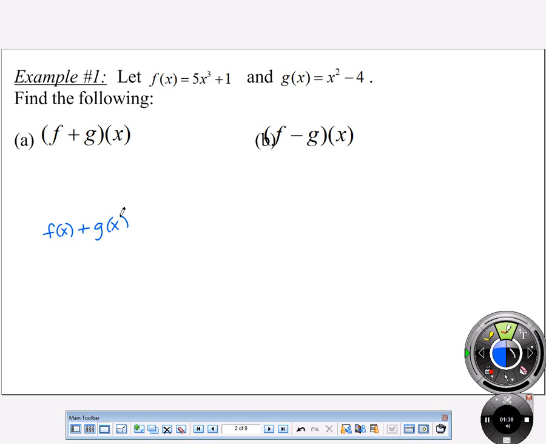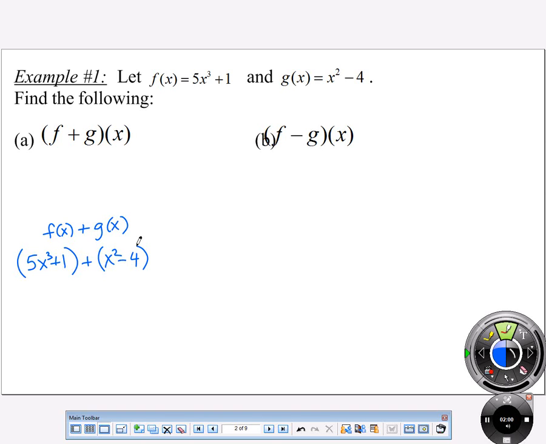If written with notation of their name, I would say I am adding f of x plus g of x. But to actually do the addition, I don't want to use f and g. I want to go get what f and g are equal to. So f of x is equal to 5x cubed plus 1, and then g of x is equal to x squared minus 4. Like you're substituting the algebra expression in for the name of the function.